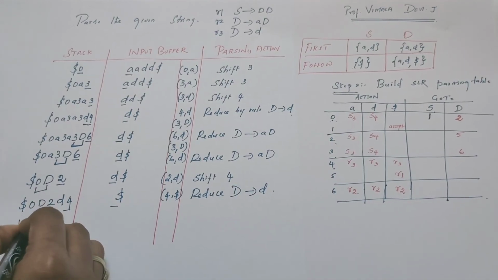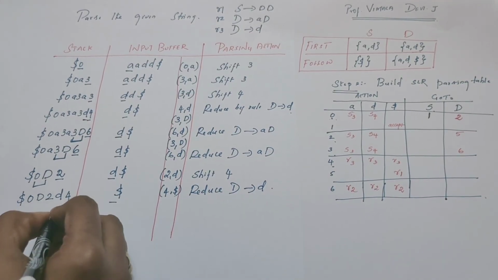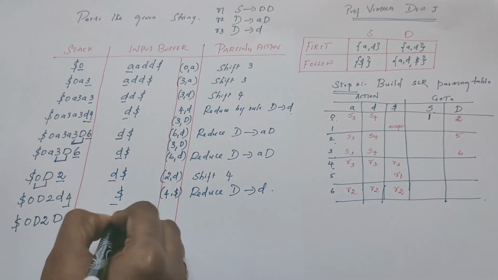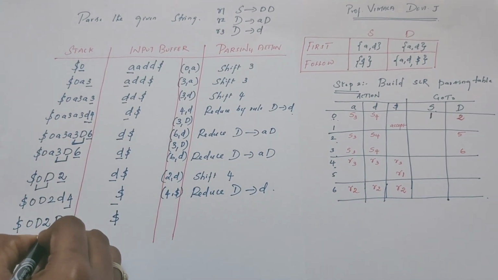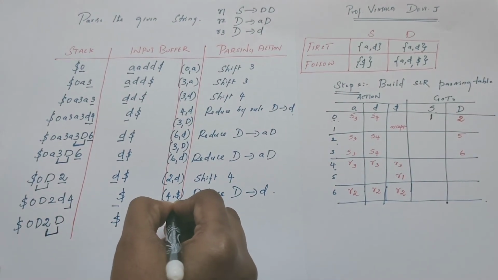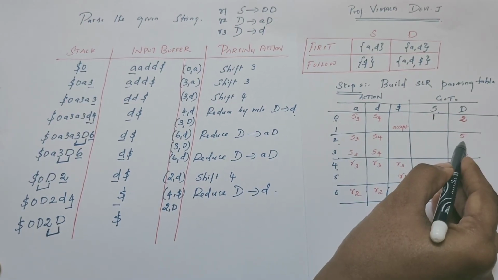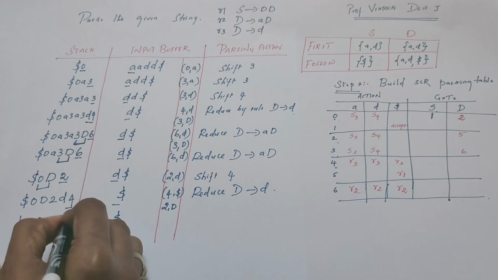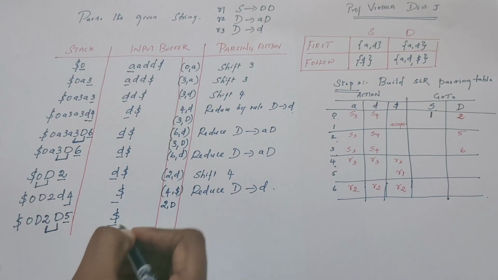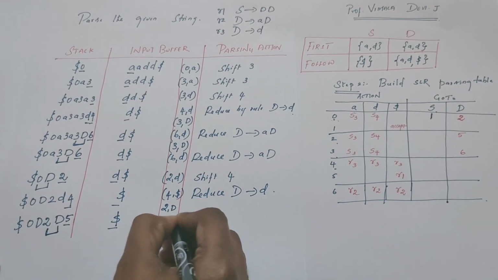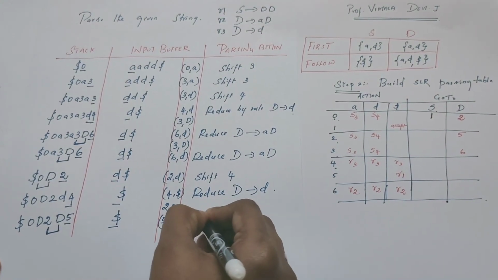So $0D2, up to state number 2 you write. After D, whatever is there, we need to pop it off. So replace it by D. Now the input buffer contains dollar. Since a reduction action took place, check the two topmost stack symbols, which are 2 and D. When you check for 2 and D, what is the state number we are getting? 5. That 5 is to be pushed onto the stack. After pushing 5, check for the combination of top of the stack and the input buffer content, which is 5 comma dollar. So what is 5 comma dollar? 5 comma dollar is reduce by rule 1.